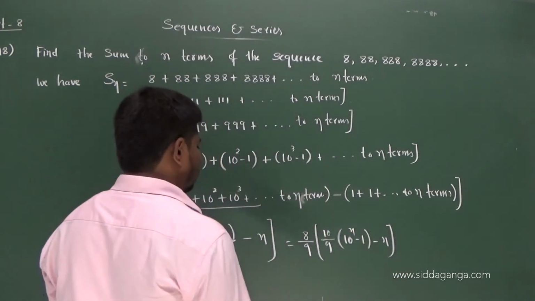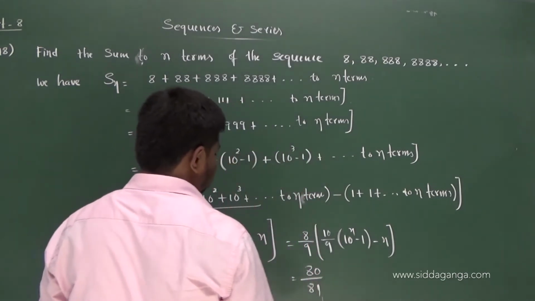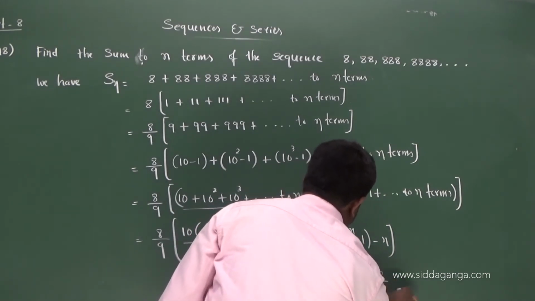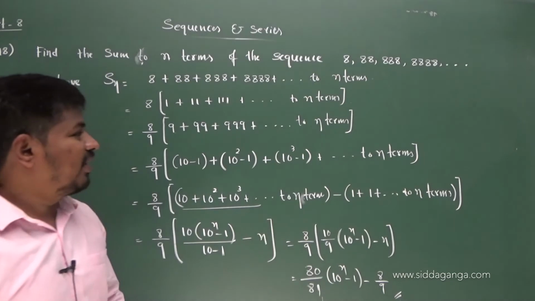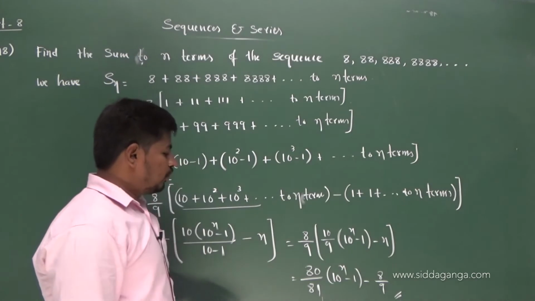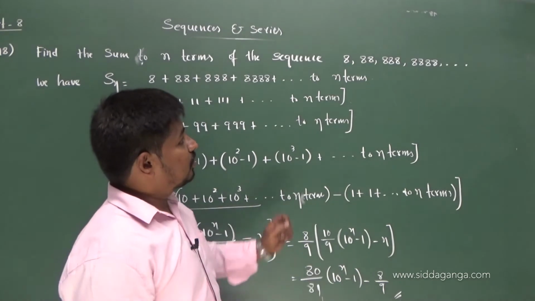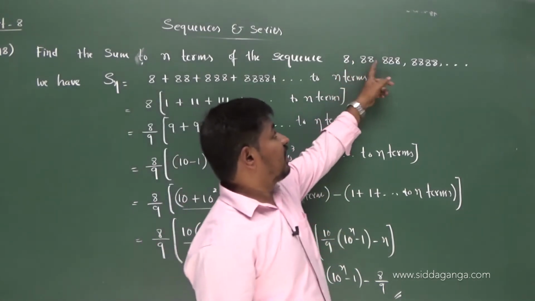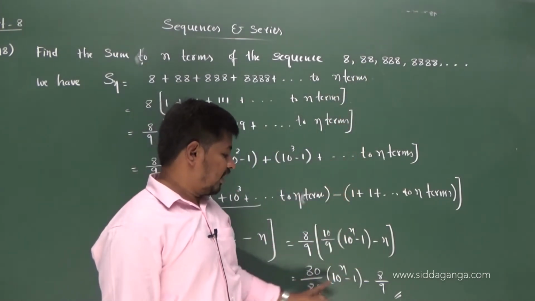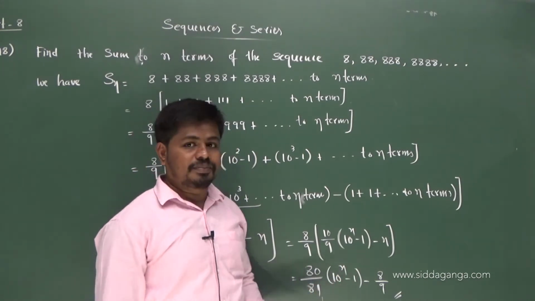So, this is your required answer, or you can write this as 80 by 81 into (10 power n minus 1) minus 8n by 9. This is your required sum of n terms of this sequence, right? When n is 2, you get the sum of 2 terms; in place of n, you substitute 2, that's it. When n is 3, you get the sum of the first 3 terms. When n is 4, you get the sum of the first 4 terms, like that. That's the sum of n terms. This is true for any number of terms. This is the required sum, that's it.